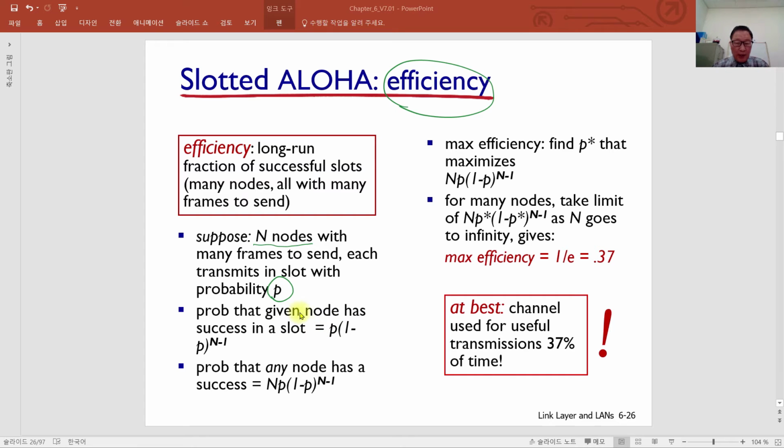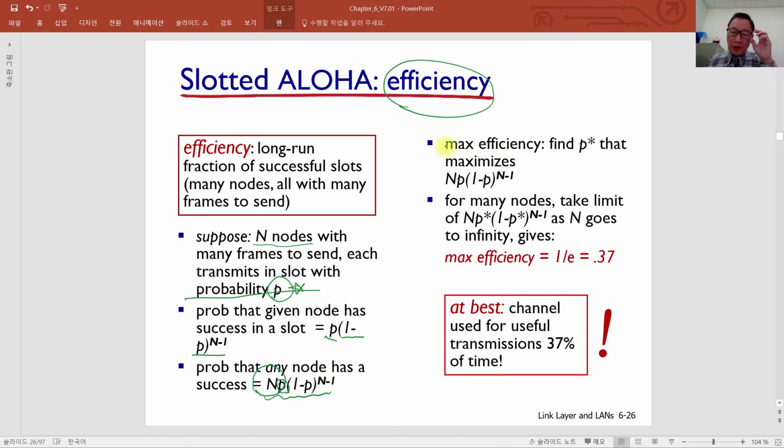Here, the probability that a given node has success in a slot. That means one is sending here, and the others are not sending. Remaining, that means among n nodes, n-1 nodes are not sending, because the probability p means the sending probability. And the probability that any node has success, there are n nodes, thus this one is that.